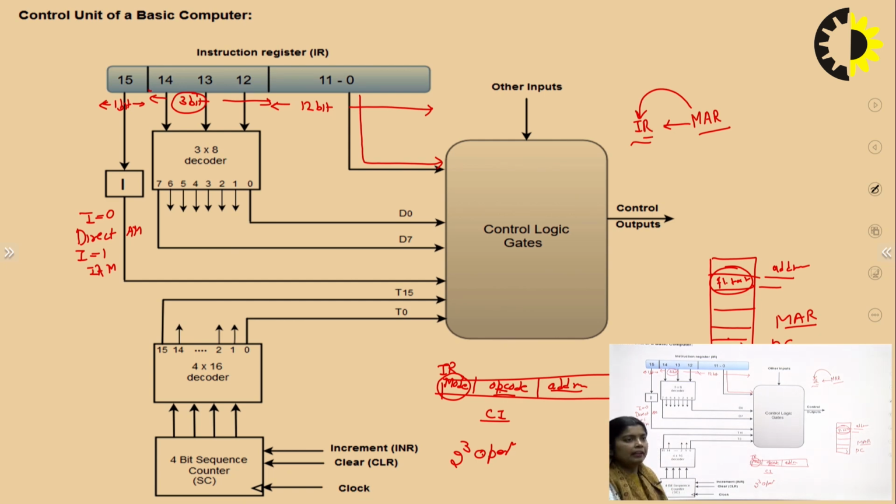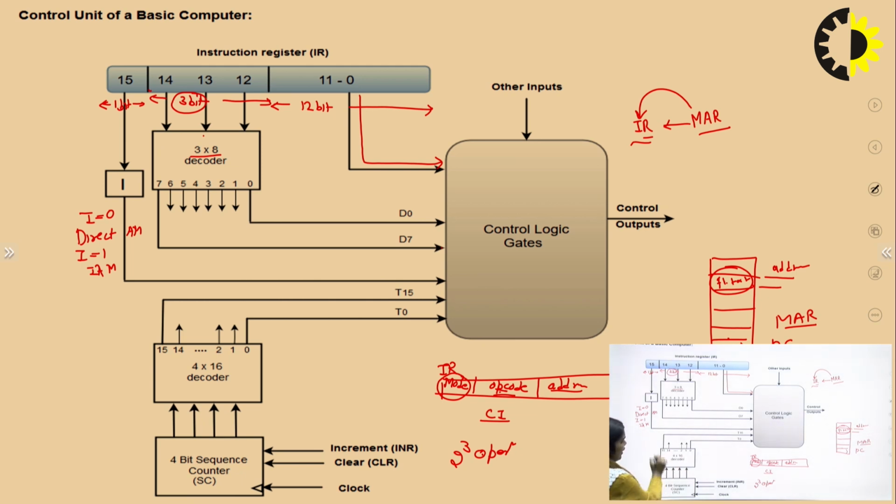So we can convert it using a 3x8 decoder. A decoder is a simple combinational circuit with n inputs and 2 to the power n outputs. So what is a 3x8 decoder? It takes 3-bit values as input and gives 8 outputs, D0 to D7, which go to the control logic gates.